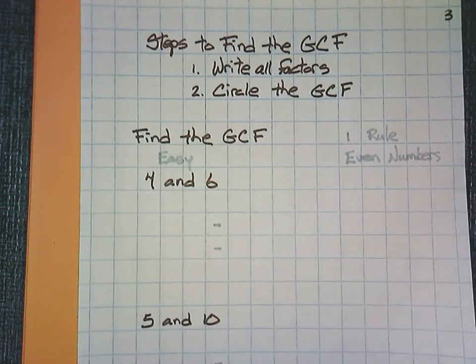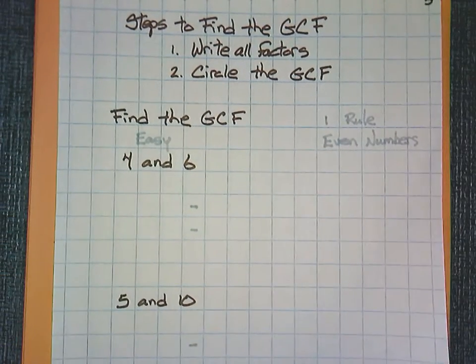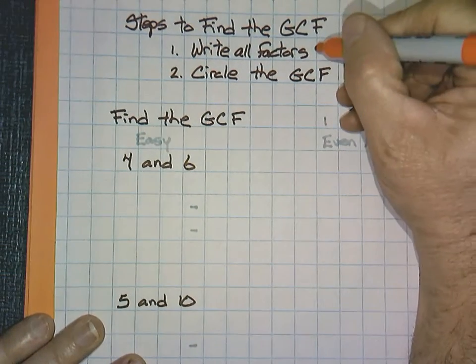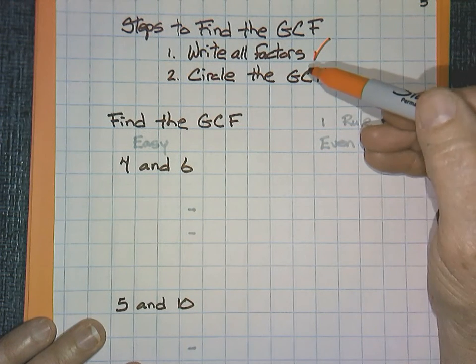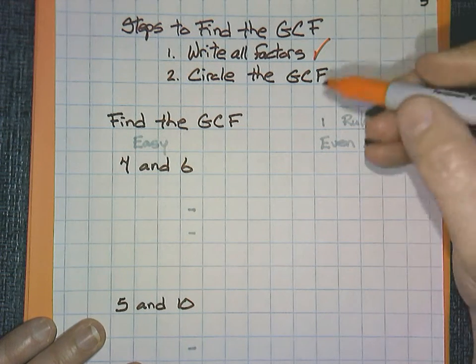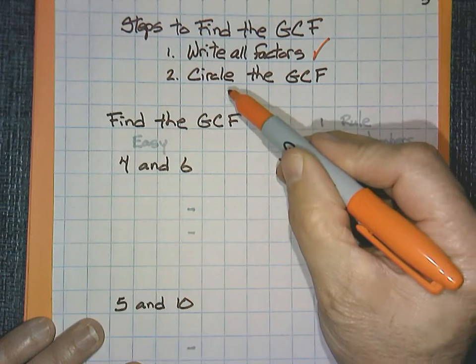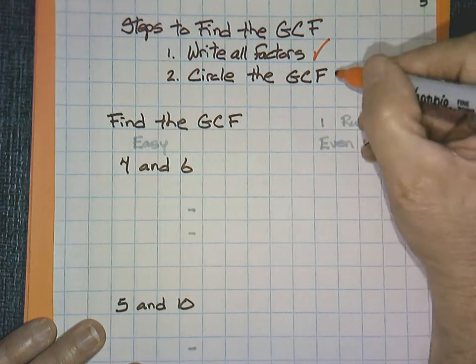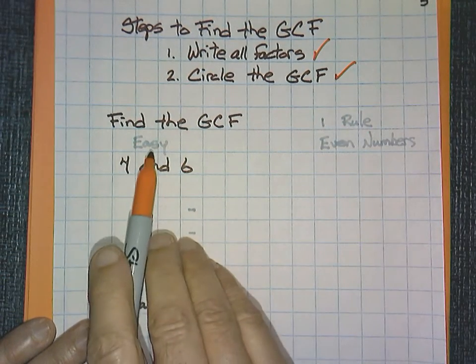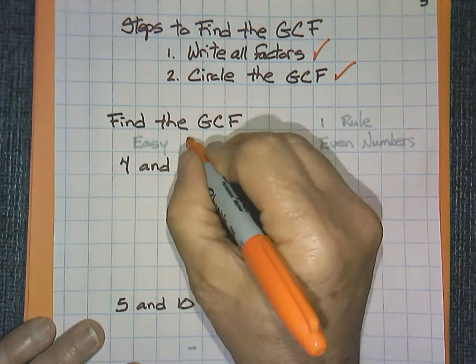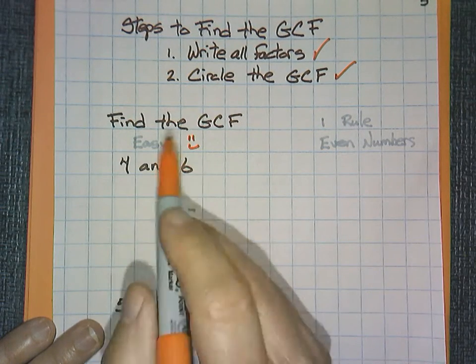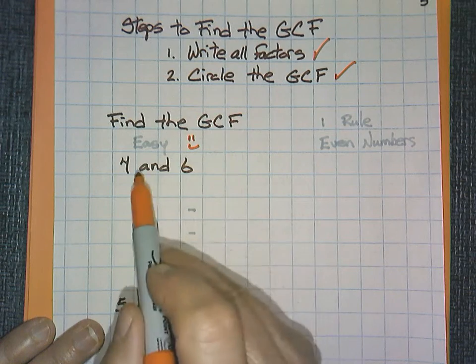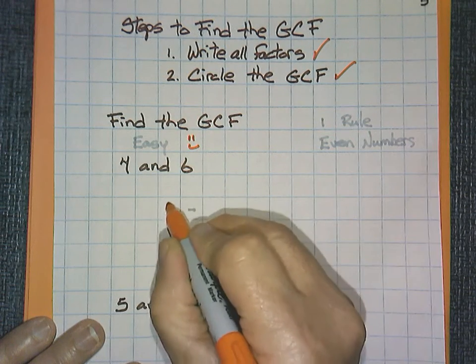Steps are pretty easy to find the greatest common factor. You need to write all the factors, and again, that's from a previous lesson on factoring that you should watch if you haven't watched it already, and then simply find and circle the greatest common factor. Let's start with some nice easy ones. 4 and 6, we're going to find the greatest common factor for 4 and 6.